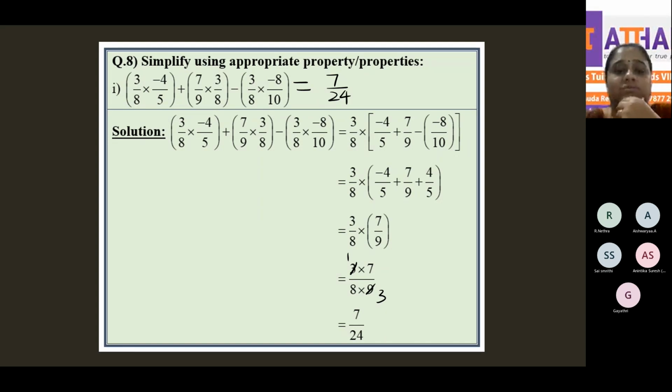Is that fine, children? Yes, ma'am, understood. Children, I'd asked you to maintain different notebooks for different chapters. That'll be very useful, actually. So if you've been maintaining a different book for rational numbers, get that book and write down this answer into that book. This is a continuation of rational numbers. Or if you're using one book, then give the chapter heading rational numbers. Simplifying using appropriate property or properties, and take down this question and answer. Quickly. 3 minutes time.